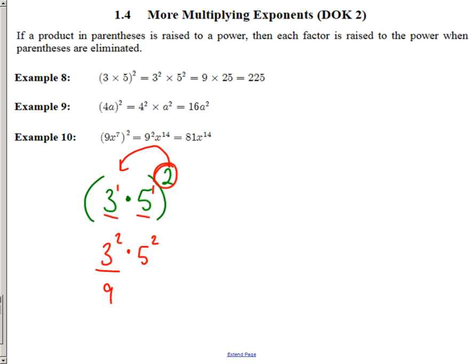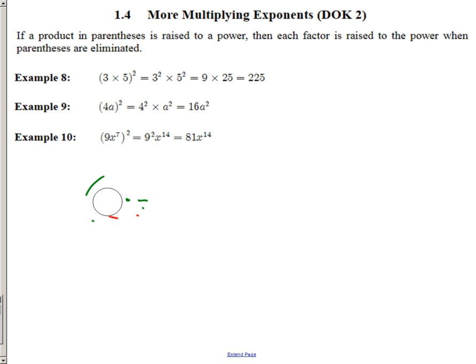3 squared is the same as 9. 5 squared is the same as 25. They're still multiplying each other, and it equals 225. So moral of the story is that every single number and variable inside the expression is raised to that exponent outside of the parentheses. So that's what's happening right there.